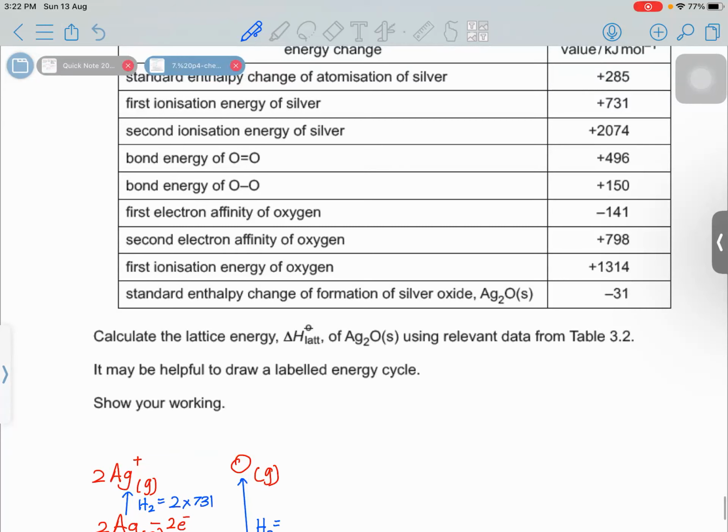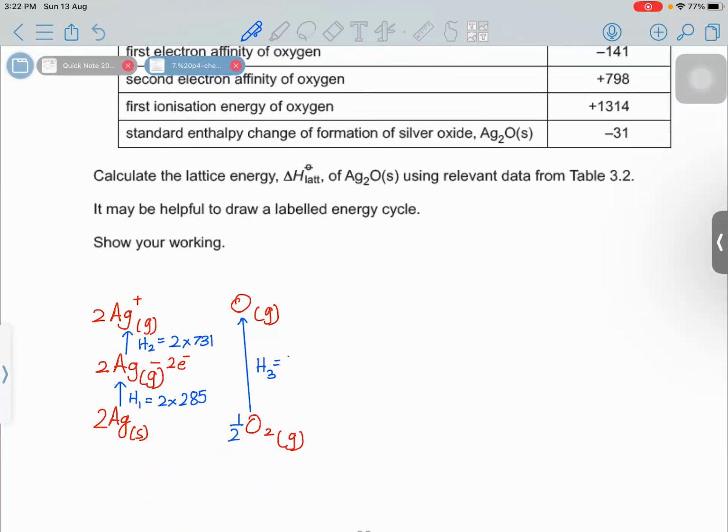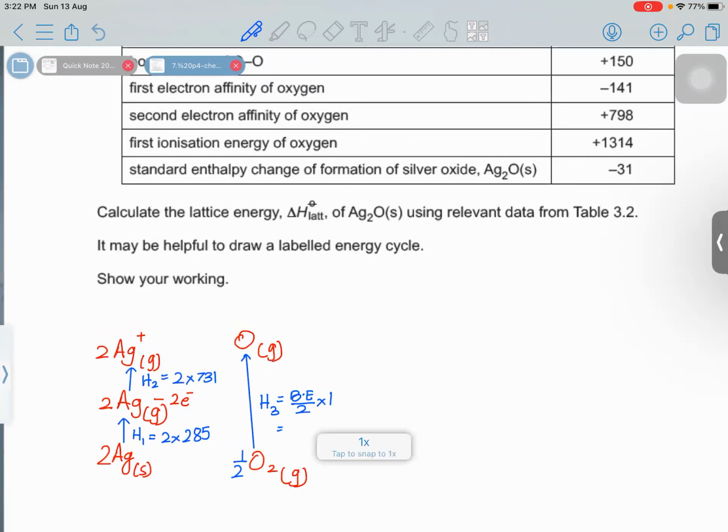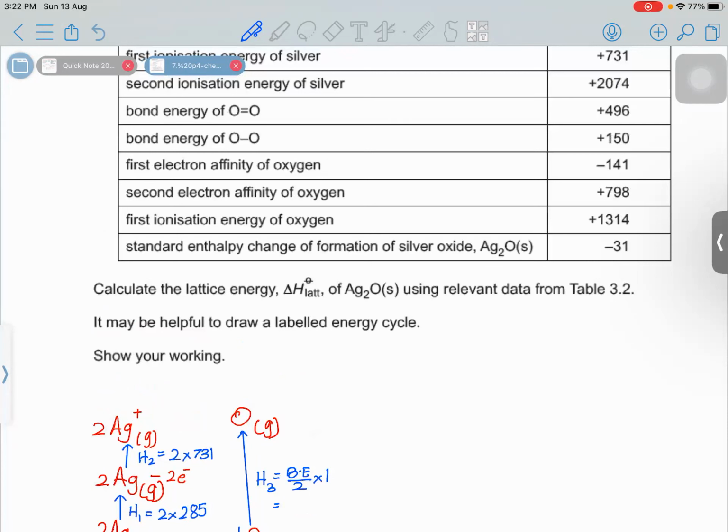Can you tell me the formula? Bond energy divided by 2 times 1. Now, can you tell me the bond energy: oxygen-oxygen double bond or oxygen-oxygen single bond? Oxygen-oxygen double bond. Oxygen is always double bonded.